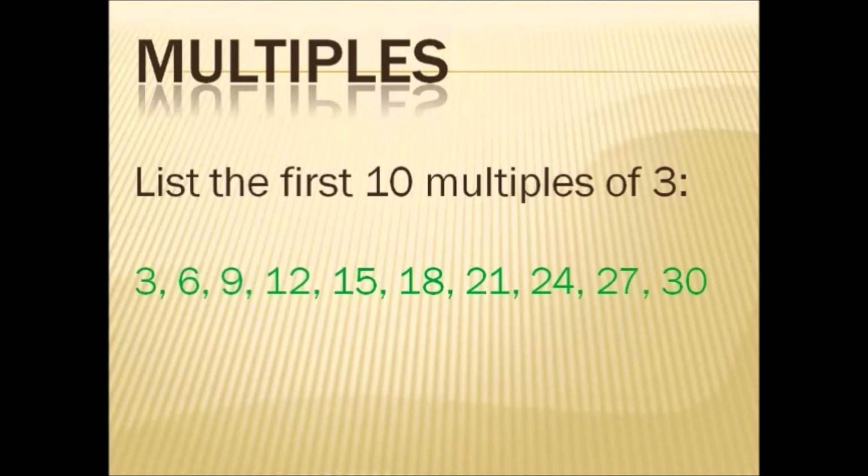Here it is. 3, 6, 9, 12, 15, 18, 21, 24, 27, 30. Yes, those are the first 10 multiples of 3. And all you have to do is skip counting in 3s. And remember, the first multiple of 3 is the number 3. So don't get confused with multiples and factors.